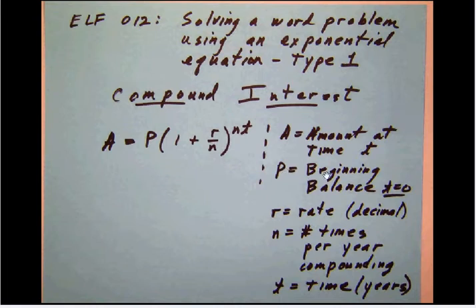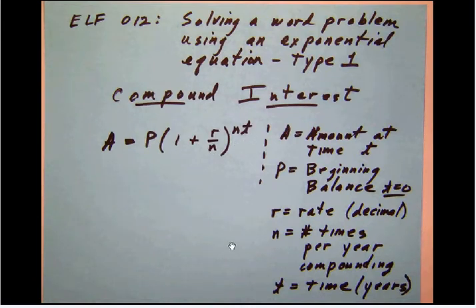Now, P is your beginning balance or principal. That is the amount of money that's in your account at time equals 0. R is the interest rate, expressed as a decimal. N is the number of times during a year that the compounding occurs. If interest is compounded annually, then that's going to be 1. Semi-annually, 2, quarterly, 4, monthly, 12, daily, 365, and so on. So that's the basic formula that works for many, many compound interest situations.